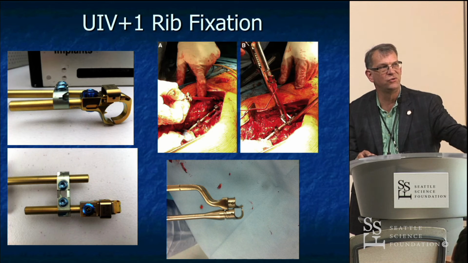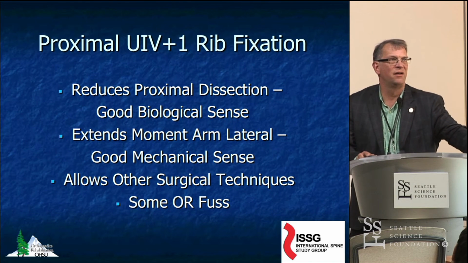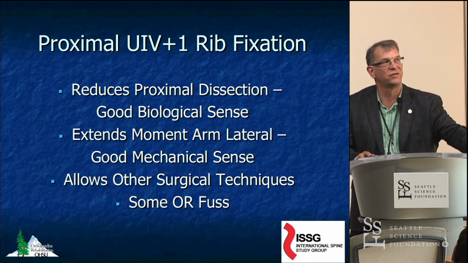And then I've also just used some standard sublaminar hooks that we've modified to create a claw construct that fits around a rib. That's shown on the lower right corner there. So I've used all of those devices in this type of application.